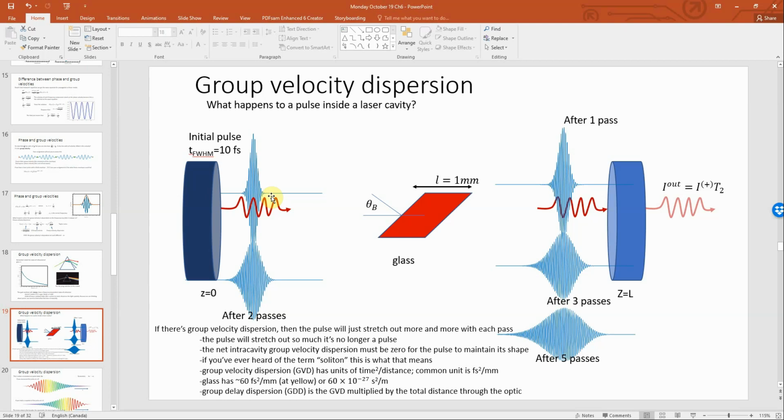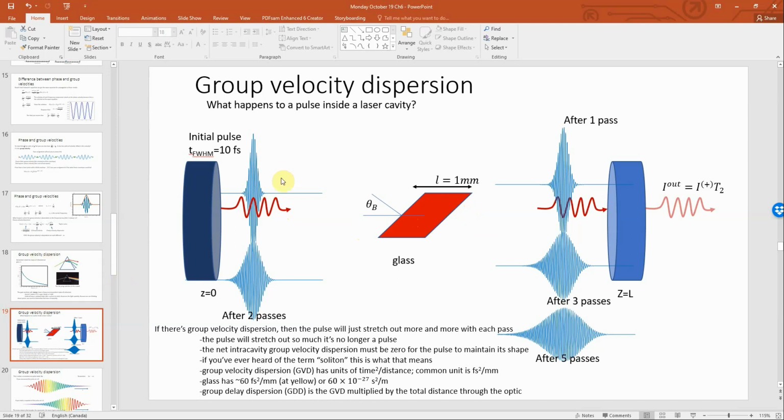But this is what's required of a soliton, is that you need to have net group velocity dispersion being close to zero. A common unit of group velocity dispersion is femtosecond squared per millimeter, and that's because GVD has some unit of time squared per distance. Since a pulse is on the order of femtoseconds, and we see that this pulse gets affected on the order of a few millimeters of glass, the common unit is femtosecond squared per millimeter.